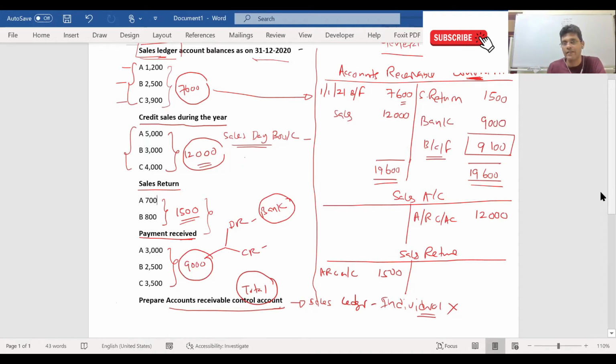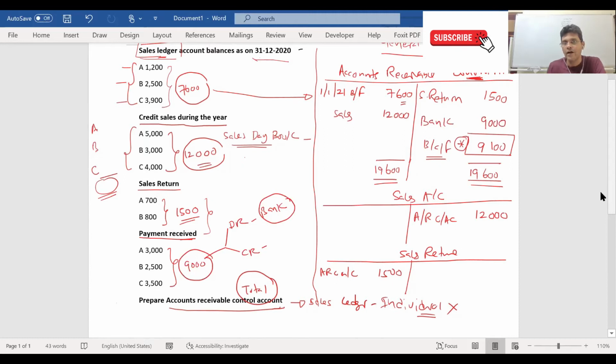You understand? When you take customer A, how much? Customer B, how much? Customer C, how much? When you take the total at the end of the period, this total should match with the closing balance of 9,100. Is that clear?